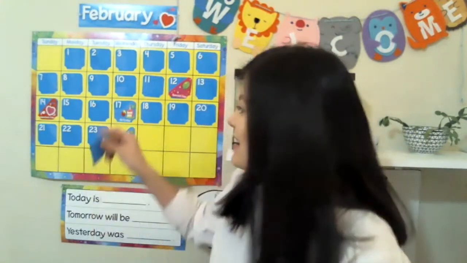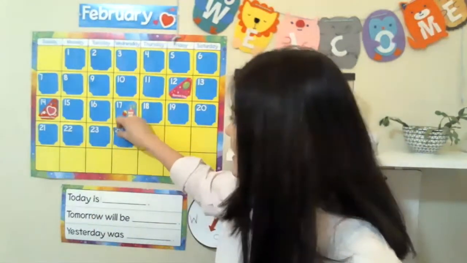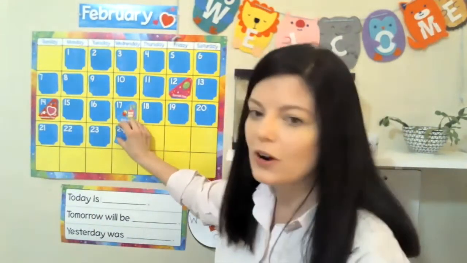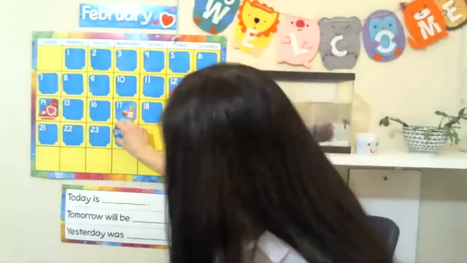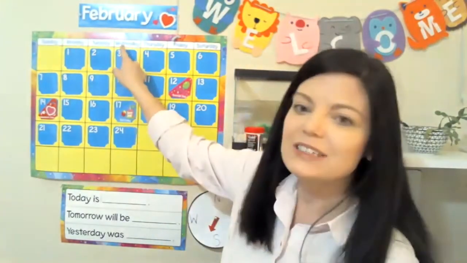Can you say that? February 24th. When you go all the way up to the top, you'll see that today starts with the letter W. W sounds like this. W, W, W. So what day of the week starts with the W sound? Wednesday. Today is Wednesday. Let's sing our days of the week song.